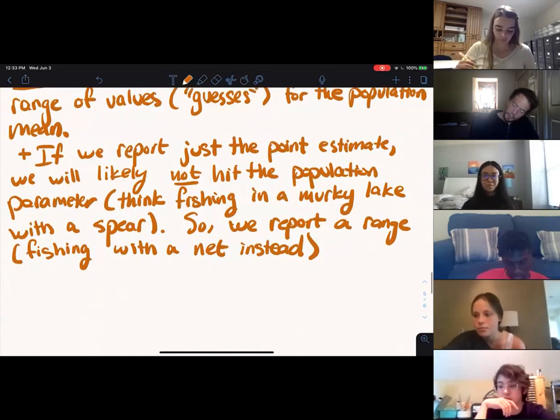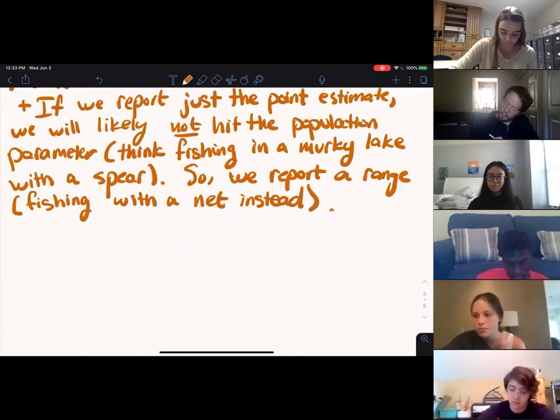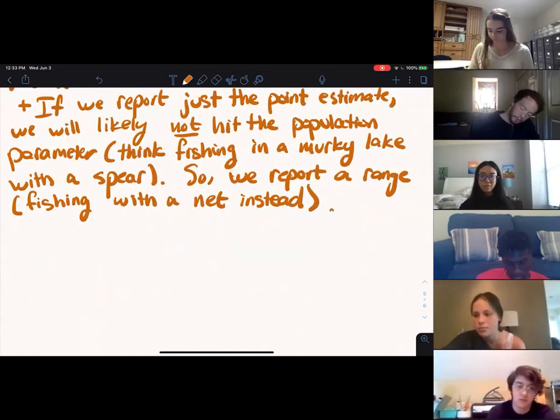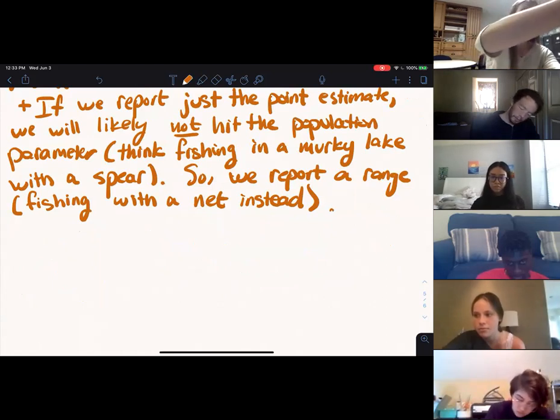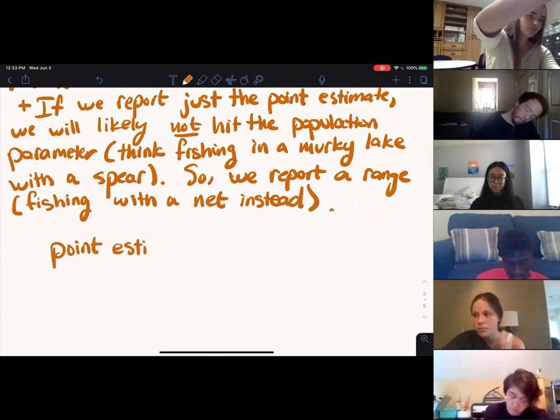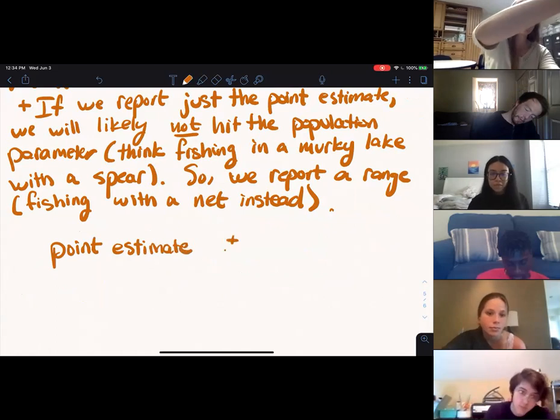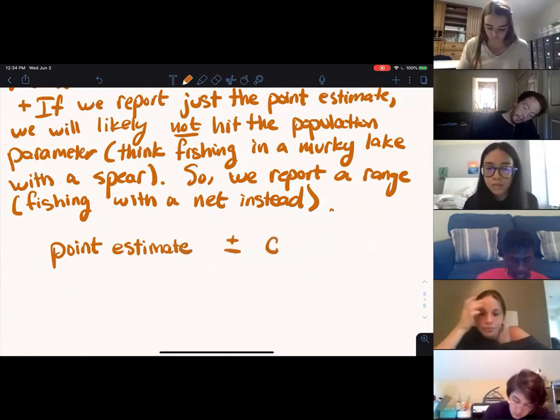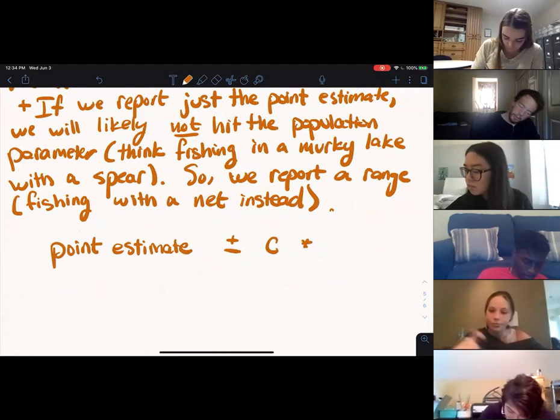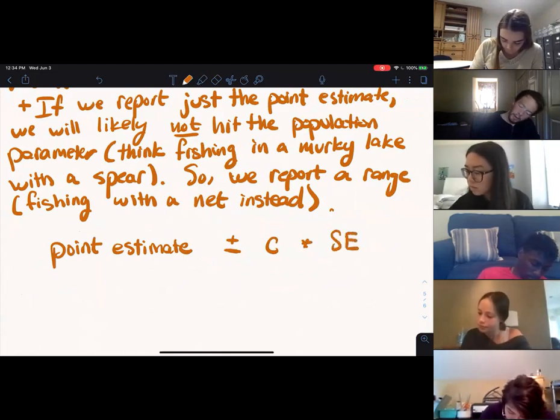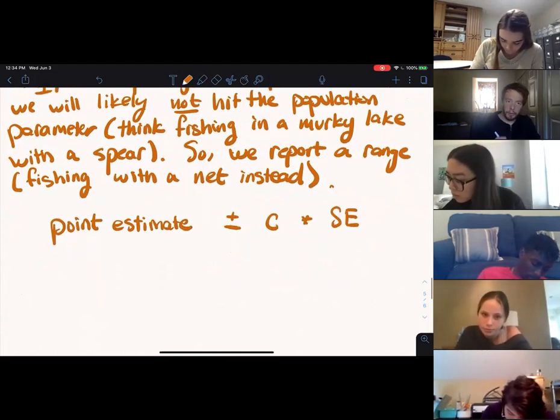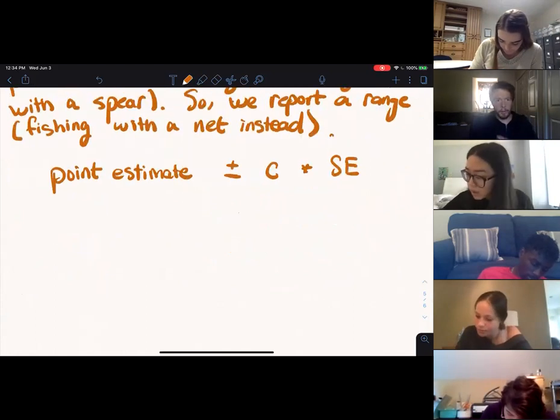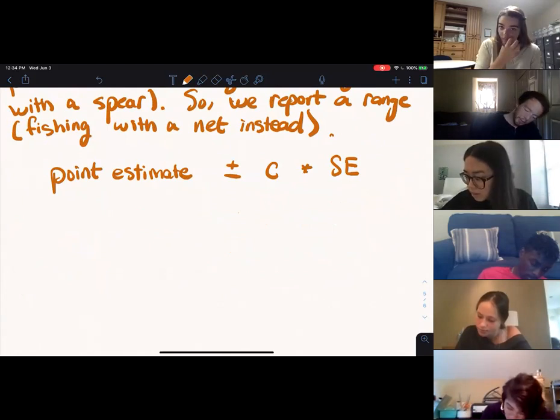So without further ado, let me give you the general formula for a confidence interval. It's going to be the point estimate plus or minus C, which we call the critical value, times the standard error. I'm going to give you general definitions of each of these, but don't worry, we're going to talk about how to calculate it specifically for problems that we'll run into.